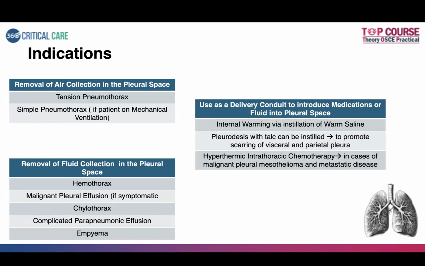Use as a delivery conduit to introduce medications or fluid into the pleural space, as in internal warming via instillation of warm saline, or pleurodesis, where talc can be instilled to promote scarring of visceral and parietal pleura, or hyperthermic intrathoracic chemotherapy in cases of malignant pleural mesothelioma and metastatic disease. So when it comes to the indications for thoracostomy tubes, it can be classified into these 3 subgroups.